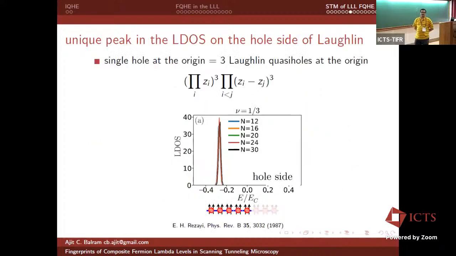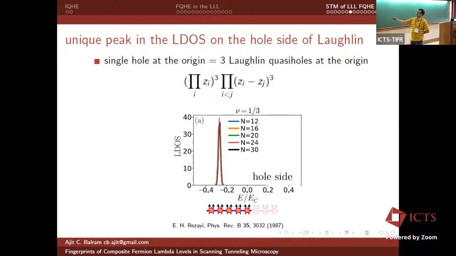Okay, so now let me explain what these peaks are and how we get them. The first case that we're going to take is, let's say you are in the Laughlin state and you place a single hole at the origin. So the tip is right above the origin and you're removing an electron from there. It's very easy to show that on the Laughlin side, there is only one unique state that you can write down, which corresponds to putting 3 quasi-holes at the origin. It is a tightly bound state of a single hole at the origin.